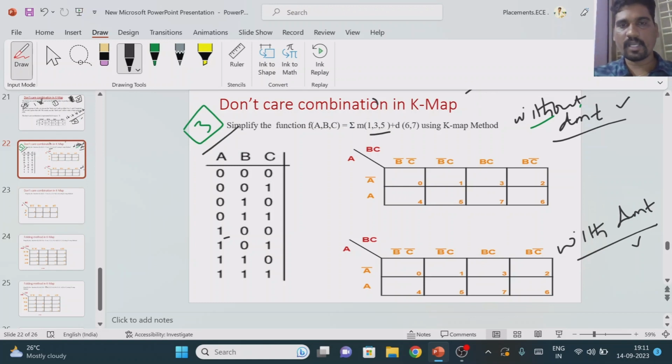Again, this we have to plot, right? 1, what is that value? 1 comma, next 3 comma 5, guys. What is the don't care combination? 6 and 7, just represent with the cross mark, right?